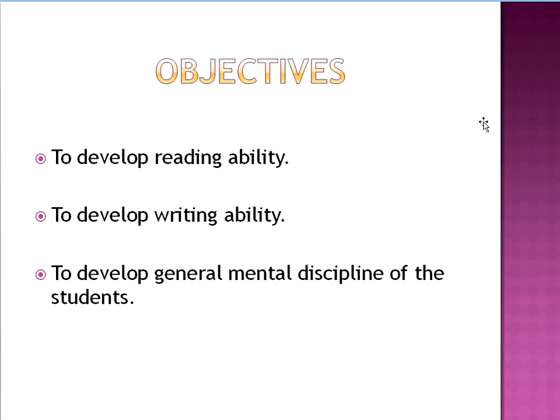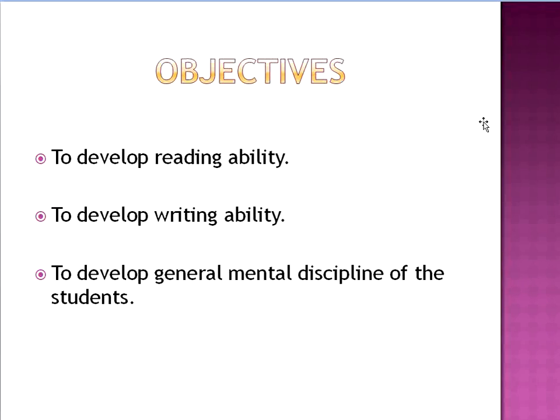Okay, now what is the second point? To develop writing ability. Apart from reading skill, the teacher will have to focus on the writing ability of the students. This is all about the second objective. What is the second objective? To develop writing ability among the students.